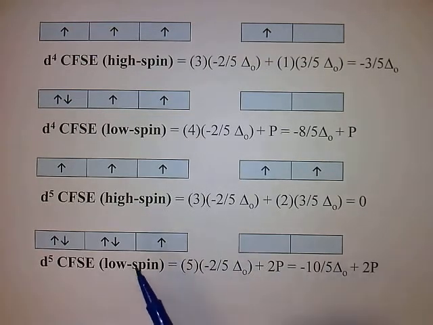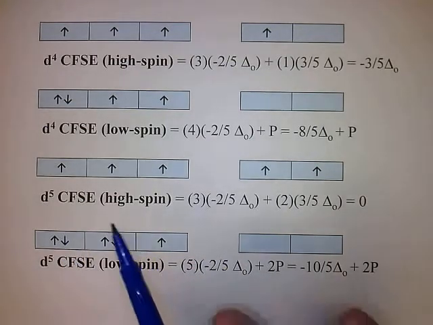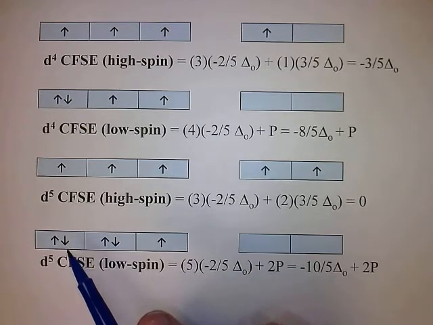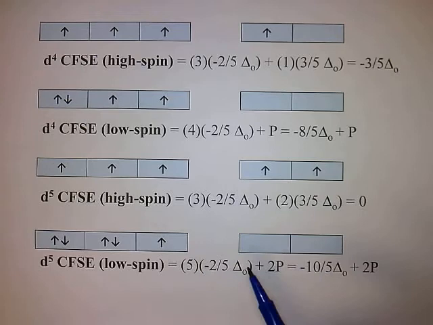Now we go with the low spin case. One more time, as low spin, we put all the electrons into the lower energy orbital. So it's great news. All of these electrons get lowered in energy by 2/5 the field splitting, so 5 times 2/5. But bad news is we have to supply 2 pairing energies. So that's our stabilization energy, negative 10/5 times the field splitting, plus the penalty of the 2 pairing energies that we had to supply.